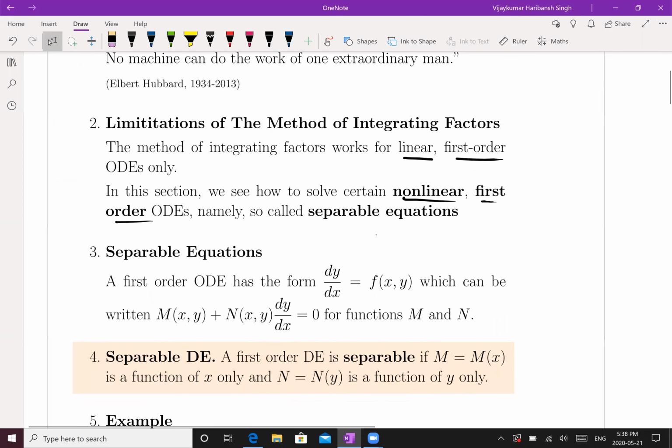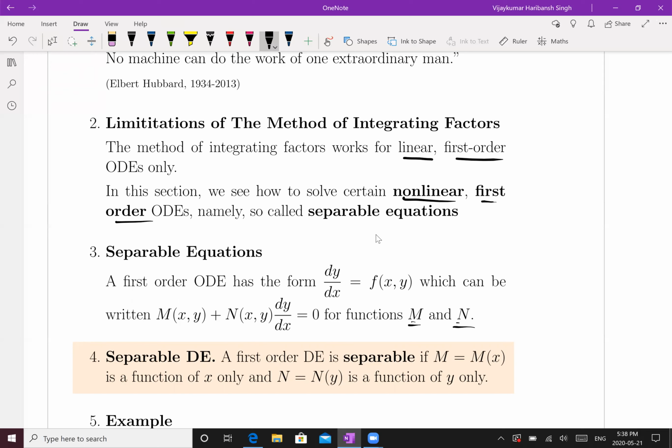A first order separable equation has the form dy/dx equals f(x,y). So this is a first order differential equation. Now any first order differential equation can be modified to look like M(x,y) plus N(x,y) dy/dx equals 0, for some functions M and N. So this is how any first order differential equation looks.